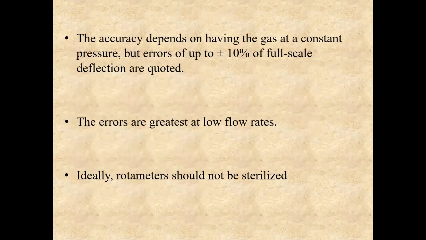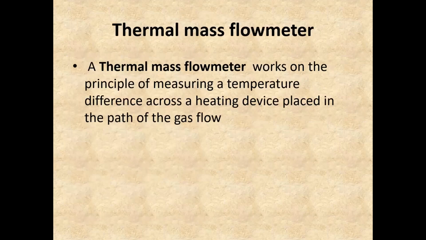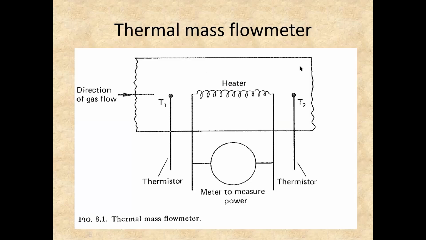So first was rotameter. Let's move on to the other device or instrument that can be used to measure the flow rate of gases, that is thermal mass flow meter. Now, if you need more accuracy, you can go for these thermal mass flow meters. They have been utilized for a range of flow rates, and they employ the thermal dispersion principle. They work on the principle of measuring a temperature difference across a heating device placed in the path of the gas flow. So this is an illustration of a thermal mass flow meter.